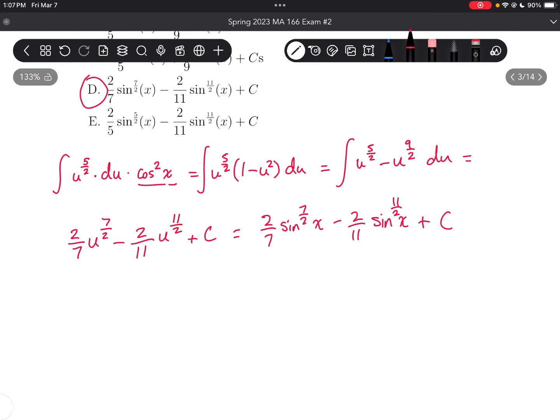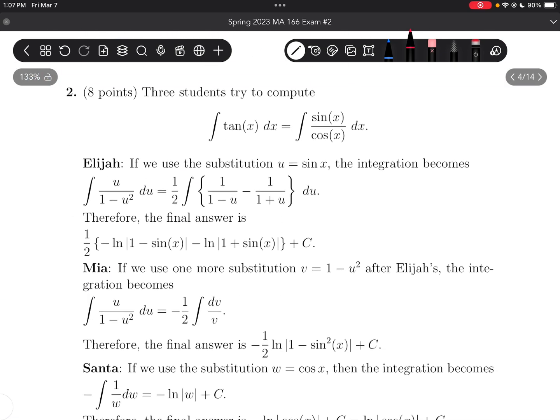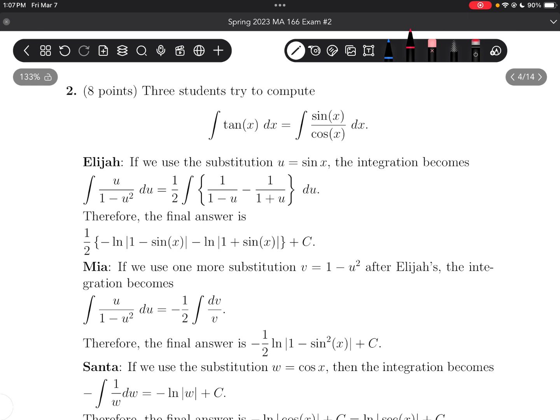Okay, moving on to question 2. Question 2 is a bit long. So question 2 says 3 students try to compute the antiderivative of tangent x, which is also equal to the antiderivative of sine x divided by cosine x.